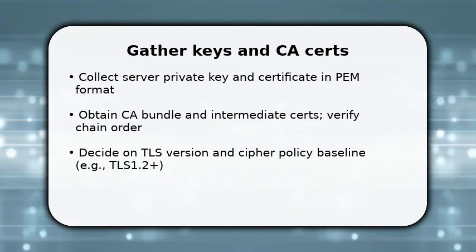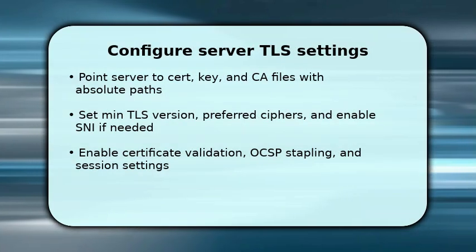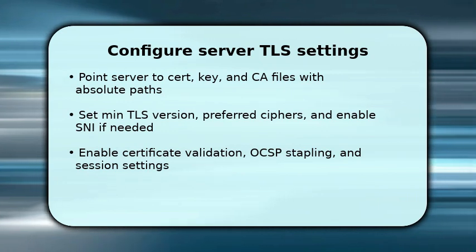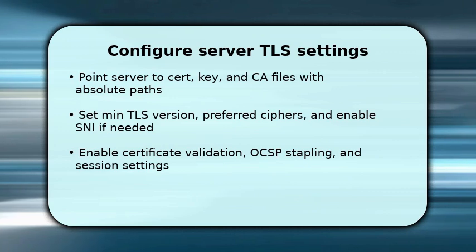You edit the server's TLS section and set absolute paths to the certificate, private key, and CA bundle so nothing breaks on reload. Then configure the minimum TLS version and your cipher suite list to balance security and compatibility. Explain why weak ciphers are disabled to anyone reading the config.